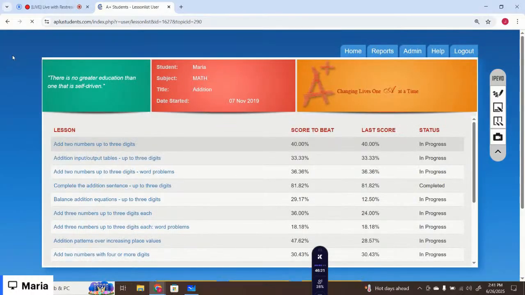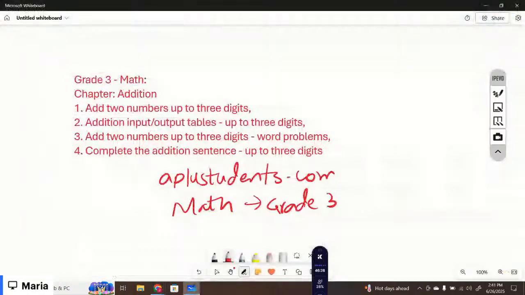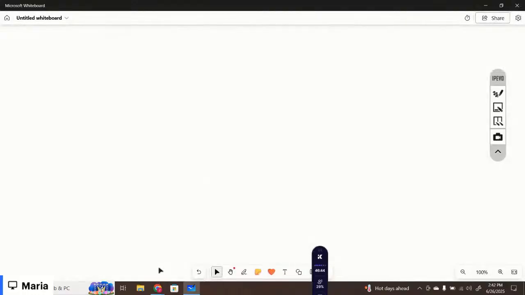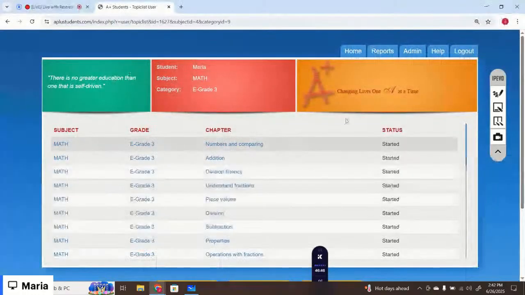So you're working on the Grade 3 math chapter, addition. The lessons we have taught are adding numbers of 2 digits, addition input-output tables of 2 digits, adding numbers of 3 digits, and complete the addition sentence up to 3 digits. So please make sure before the next session you complete all the practice questions for the lessons we just did.